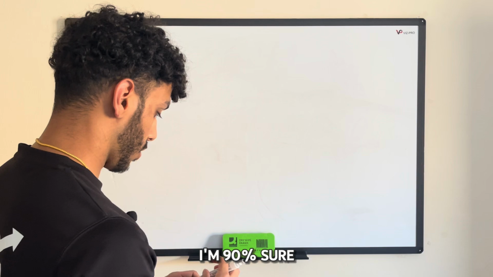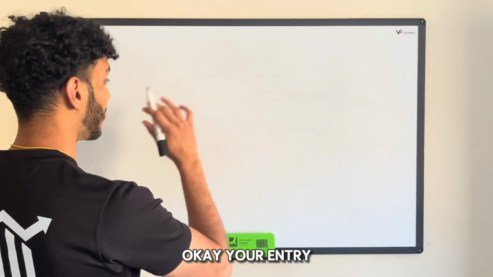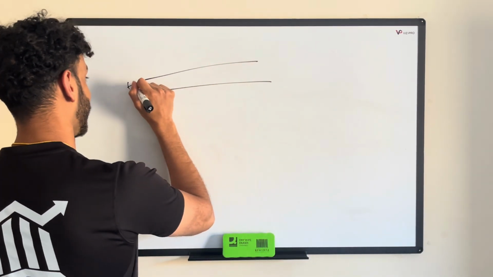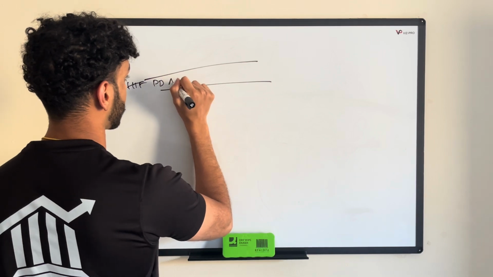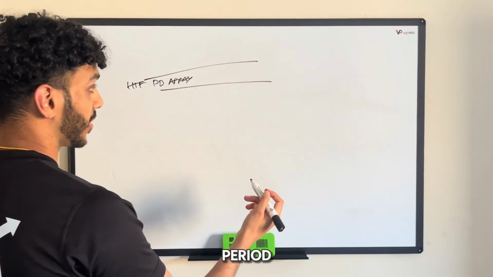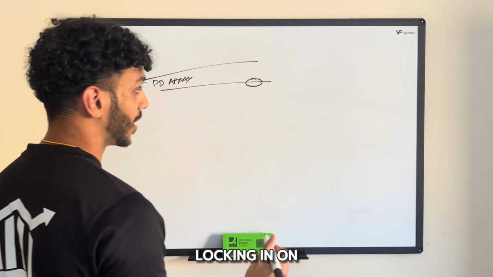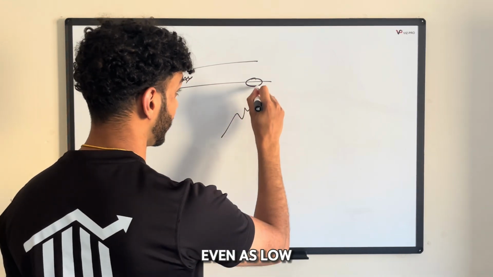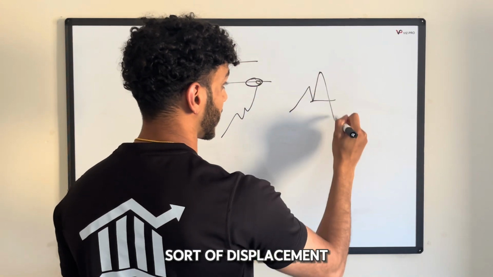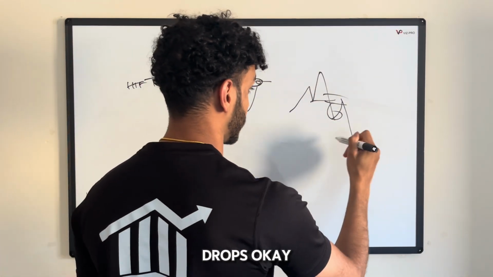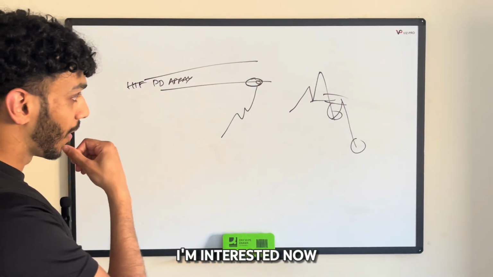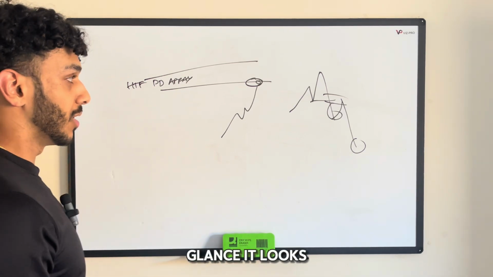So I'm 90% sure, okay, your entry model is this. Ignore, I'm not an artist. So higher time frame PD array. And don't expect me to draw straight lines either. Higher time frame PD array. I bet you are the guy locking in on the lower time frame right at the top there, even as low as the 1 minute. And yeah, I've been there before. Looking for some sort of displacement beneath a low FVG, and it drops. If that is you, comment down below and tell me. I'm interested. Now, yes, on first glance, it looks good.